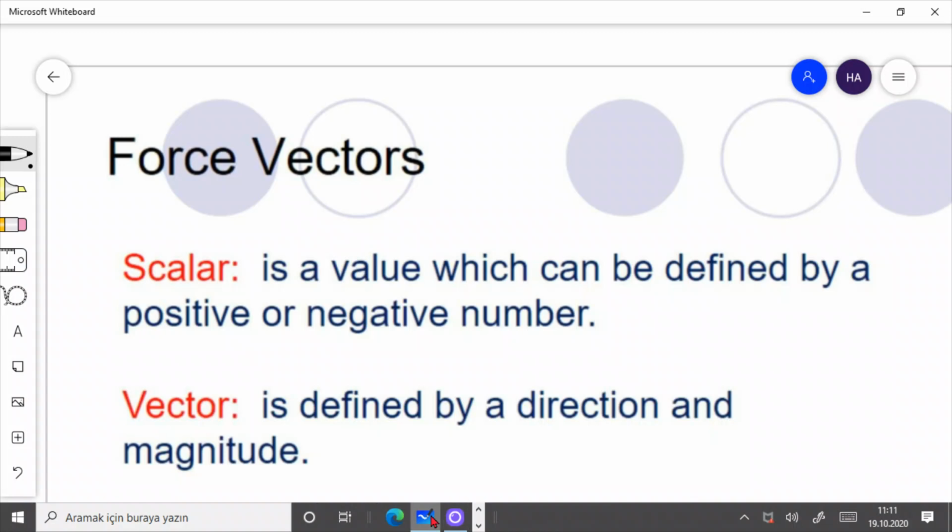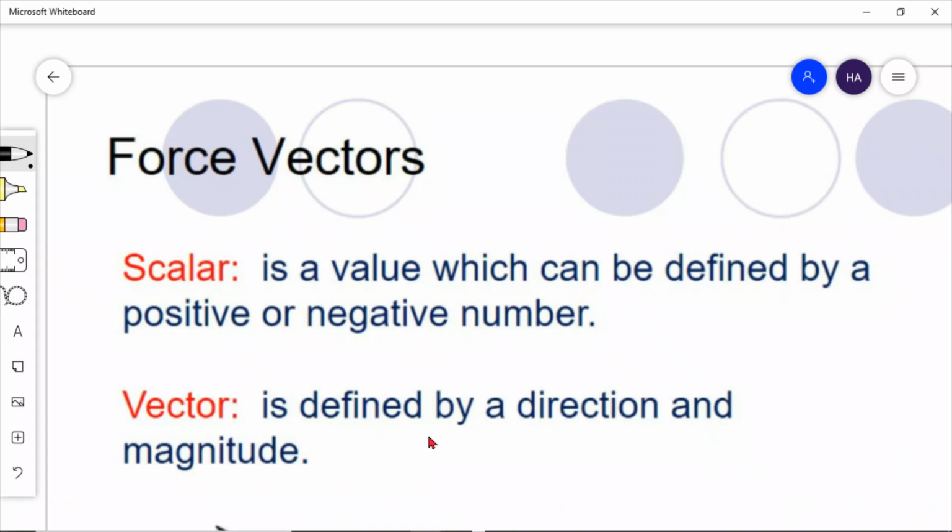Okay, hello. Let's get into our first topic. First topic is force vectors.